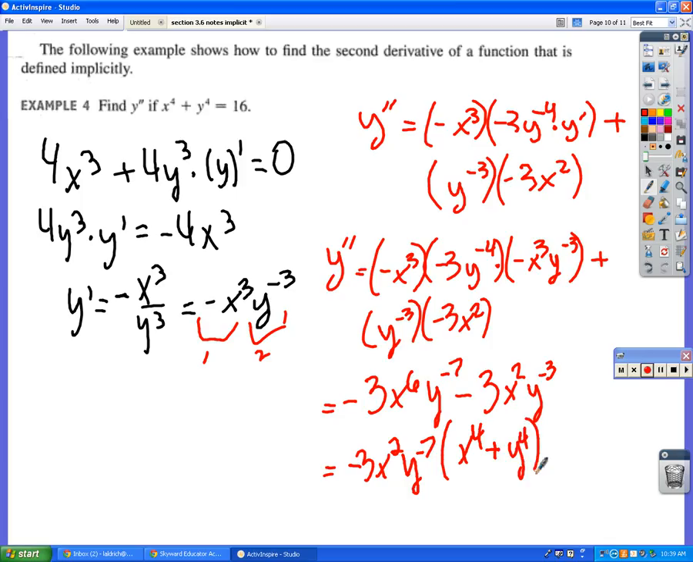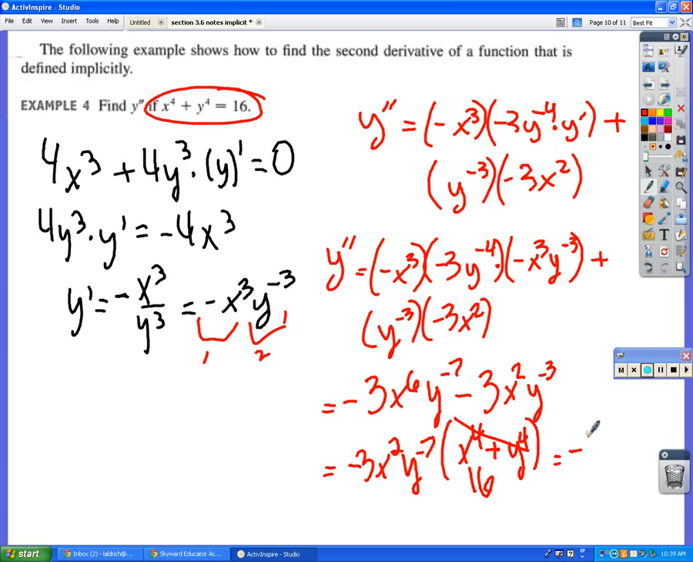Oh, okay, that's nicer. And it's way nicer because, wait, Connor sees it. Yeah, Leanne sees it. What does x to the 4th plus y to the 4th equal? 16, from the original problem statement. So since we ended up with x to the 4th plus y to the 4th, I can replace that with 16 and get the nicest answer of all.